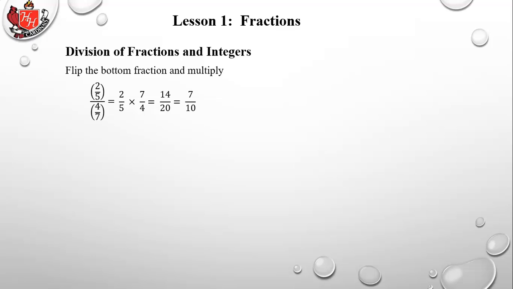I didn't cancel in this case, so it's 14/20. Since they're both even numbers, you can reduce that down by dividing both of them by 2, and you get 7/10. Why does this work?